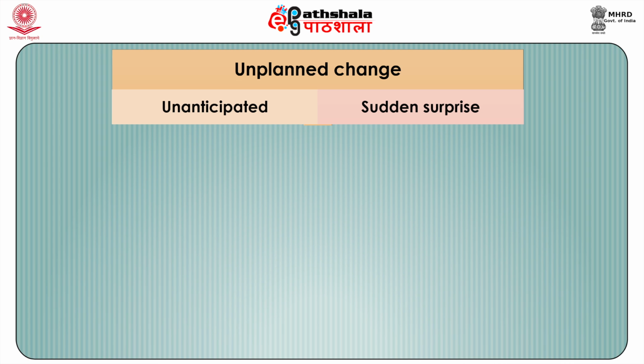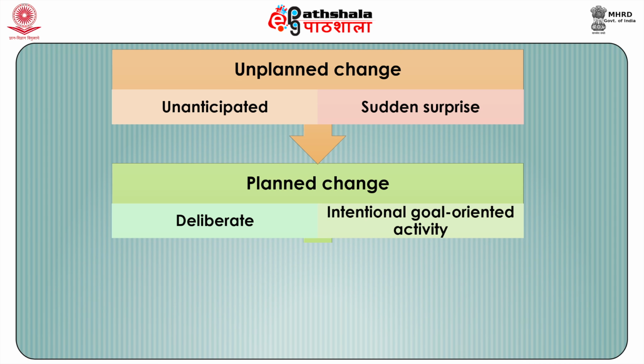For example, a family or an organization, due to the death of the head of the family or the resignation of the CEO of a company, can fall into chaos. It can lead to disruption, loss of clients and even poor product performance. Let's examine how planned change is different from unplanned change. Planned change is deliberate, well thought out, intentional and goal-oriented activity.